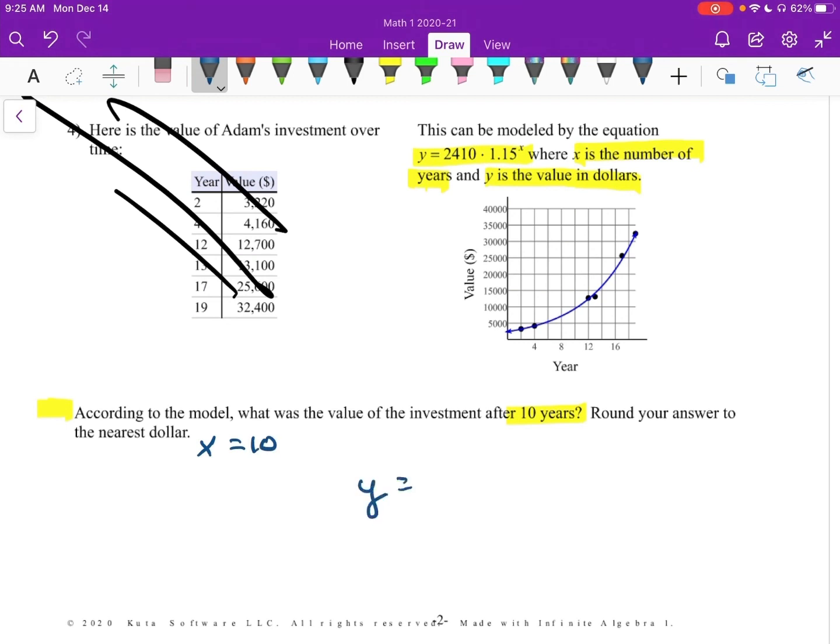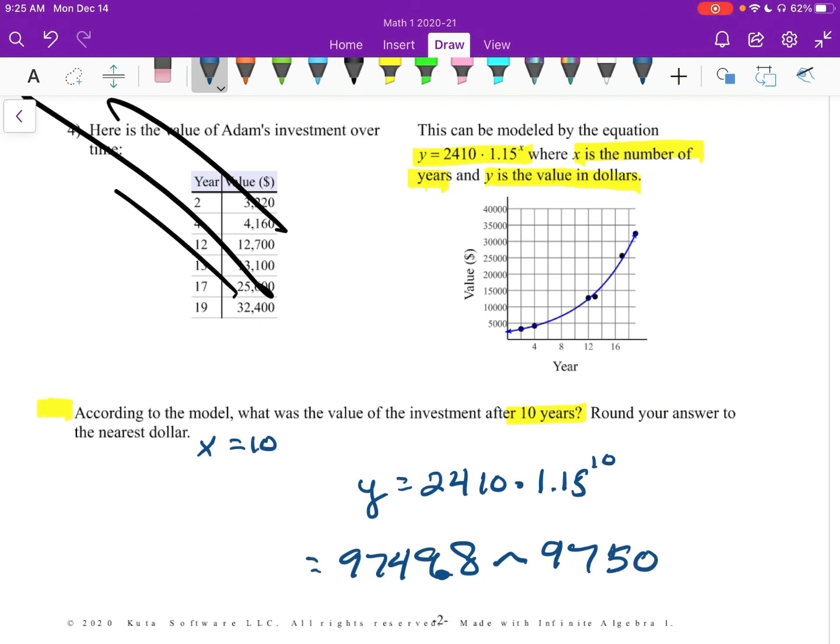So Y is going to be 2410 times 1.15 to the 10th. So typing in my calculator, 2410 times 1.15 to the 10th, and I got 9749 we'll say 8. But it says to round to the nearest dollar, so this is really going to be $9750. And we're talking about dollars, so I put the dollar sign in front of it.